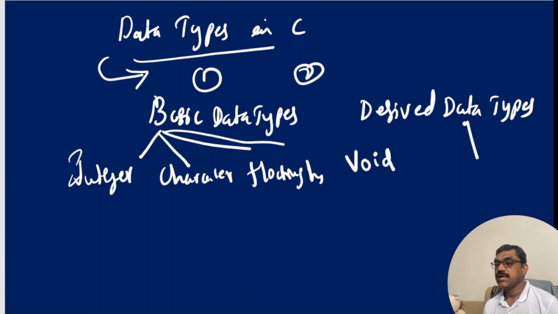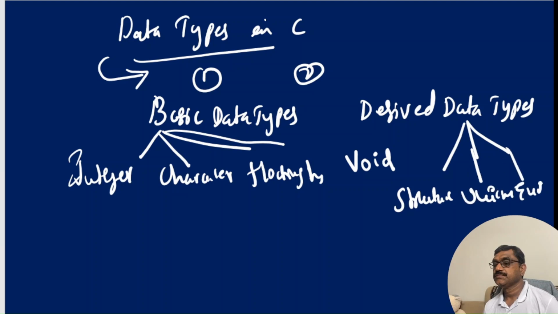Under derived data types, mainly we are talking about structures, unions, enumeration, and the last one is title. So in detail, we will see in the coming classes.